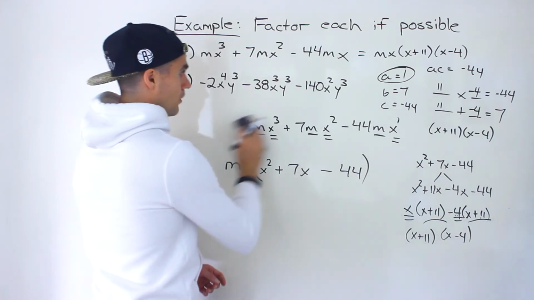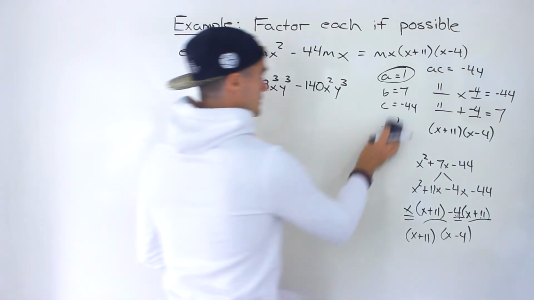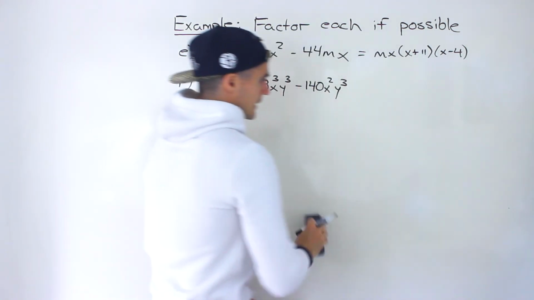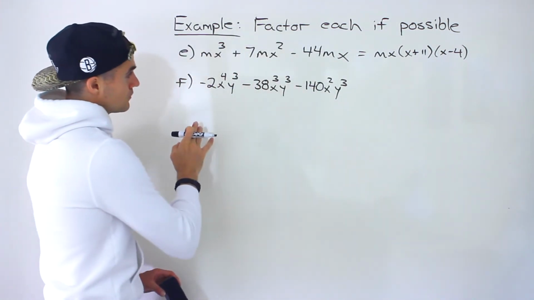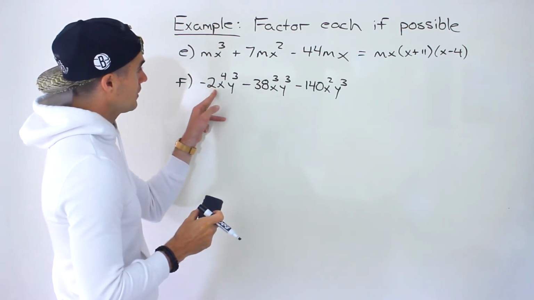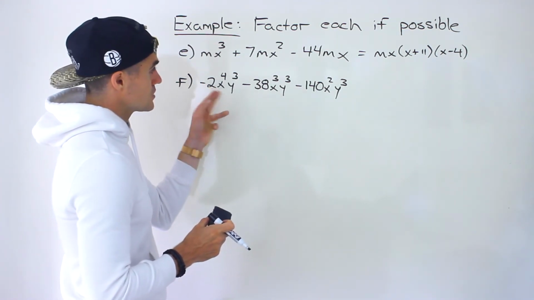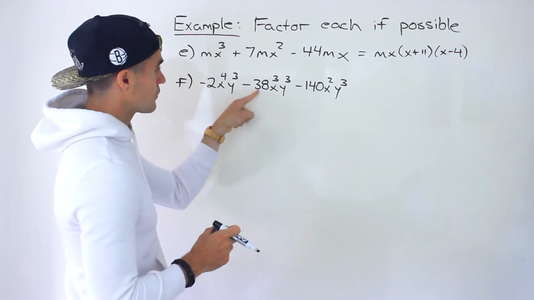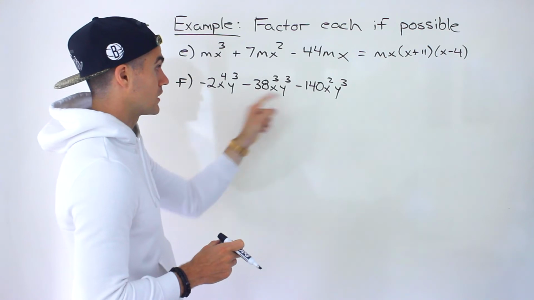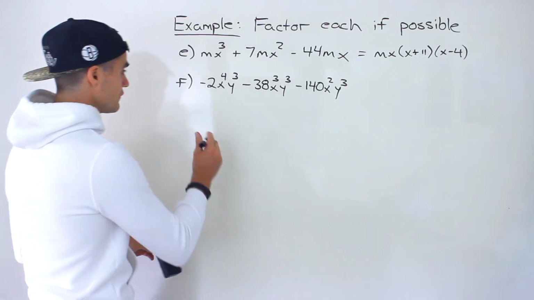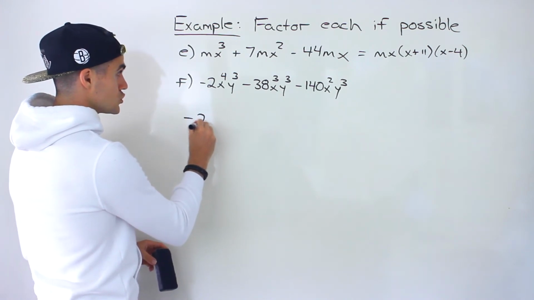Okay, now part F, this is the toughest one. Still not too bad though. So first thing to realize is notice that this leading term here, it's negative. So we're definitely going to take out a negative value. And notice we got a 2, a 38, and then a 140. All of those are factors of 2. So we could definitely take out a negative 2.